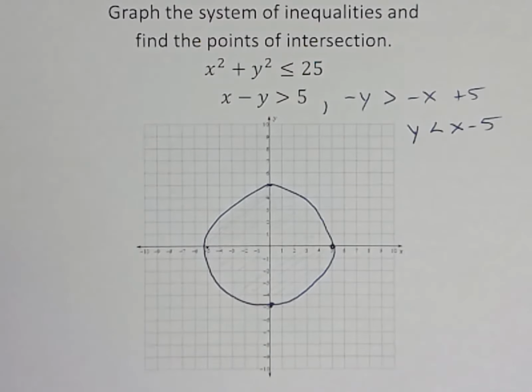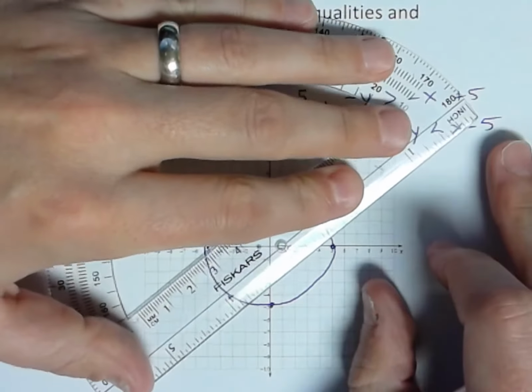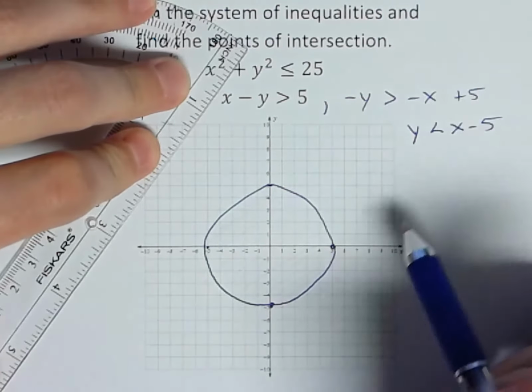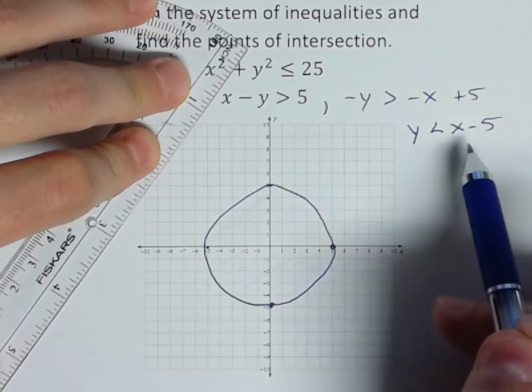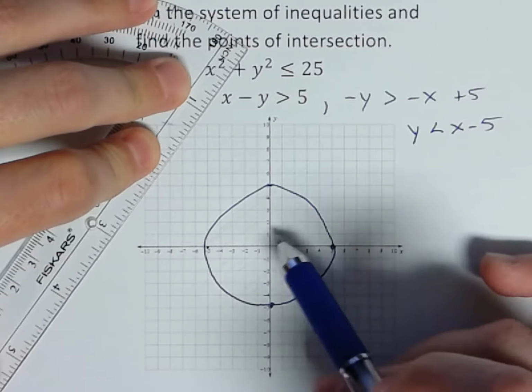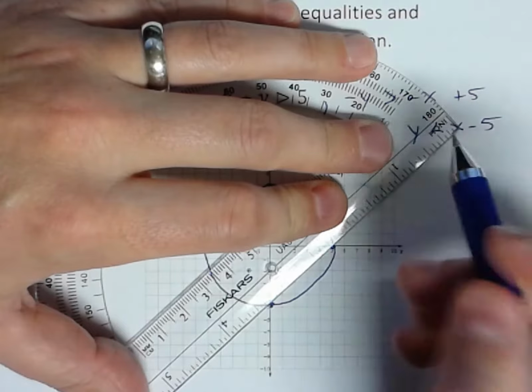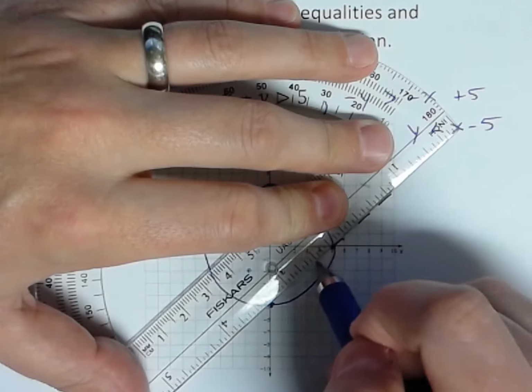Grab my ruler real quick. Let's sketch that guy in. Let's see, make sure I'm doing that right. So negative 5, yeah. Crossing through here, up, okay. So if we go like that, nice dotted line.